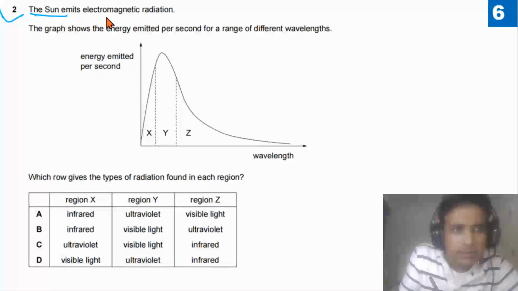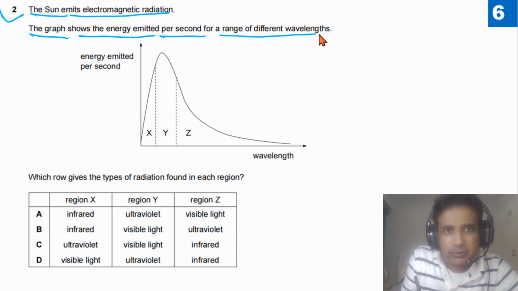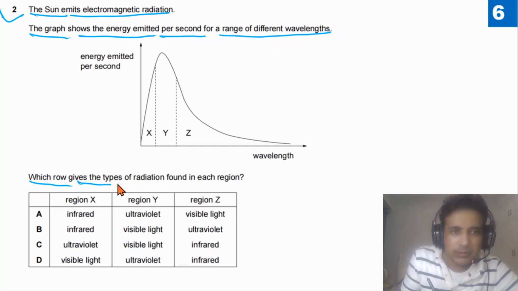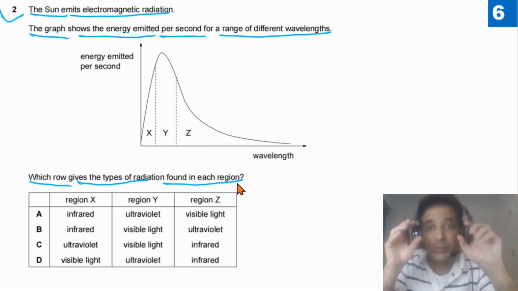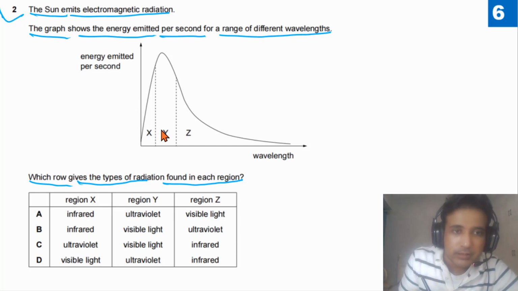Question number 6 says, the sun emits electromagnetic radiation. The graph shows the energy emitted per second for a range of different wavelengths. Which row gives the types of radiation found in each region? First of all, we can see the sun appears yellow. It means the peak wavelength of radiation emitted by the sun is in the visible part of the electromagnetic spectrum. So Y is representing the visible part of the spectrum.